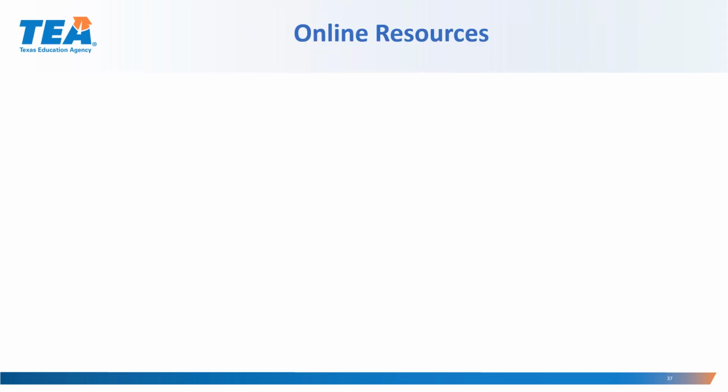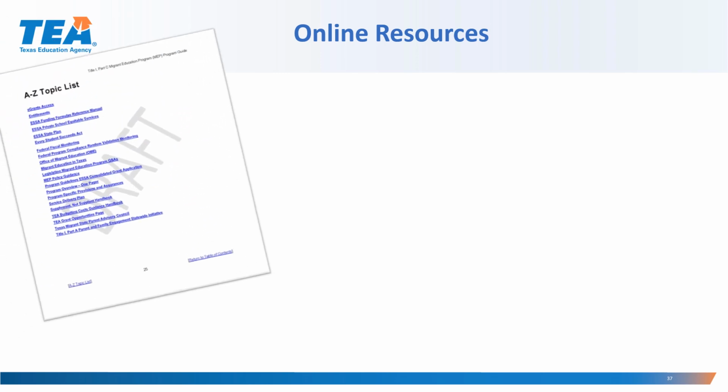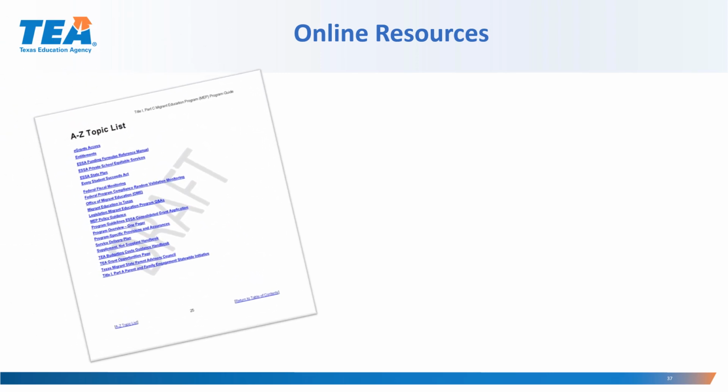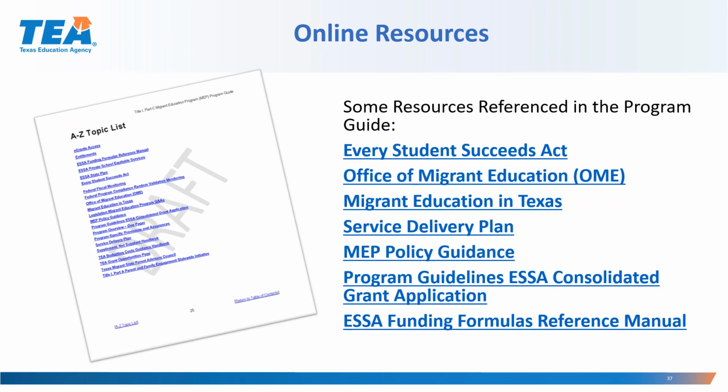Resources. Some resources referenced in the Title I Part C Program Guide include Every Student Succeeds Act, Office of Migrant Education or OME, Migrant Education in Texas, Service Delivery Plan, MEP Policy Guidance, Program Guidelines, ESSA Consolidated Grant Application, ESSA Funding Formulas Reference Manual.